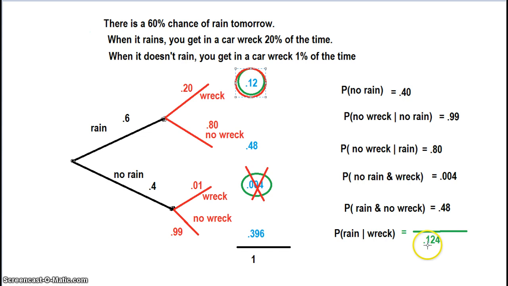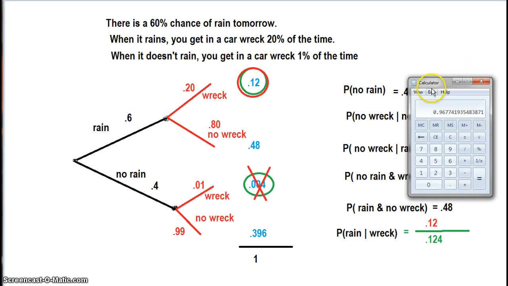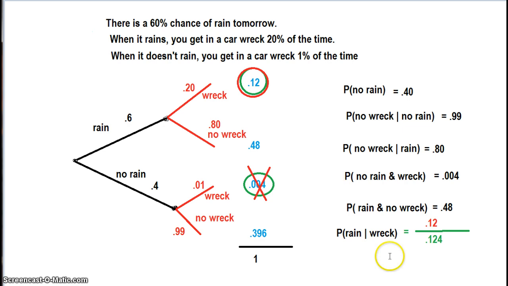So out of the 0.124, 0.12 of those involved rain. So you would simplify that down to find the probability that it was raining when you got in a wreck. So then use your calculator to simplify 0.12 divided by 0.124, 0.9677. So 96.77% of the time when we get in a wreck, there was rain involved.